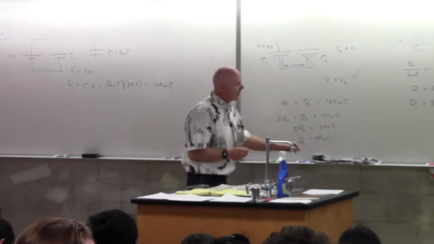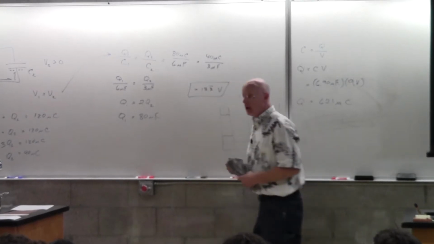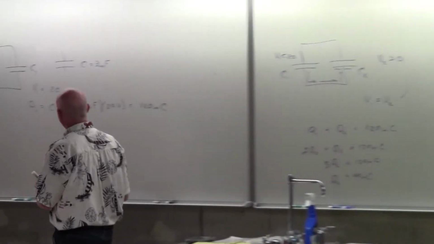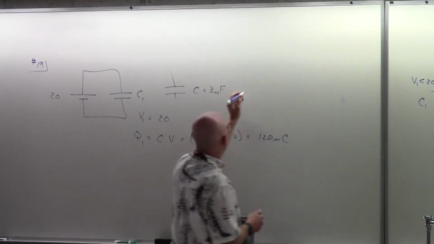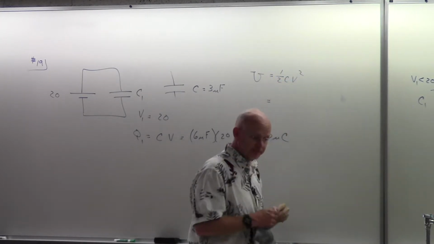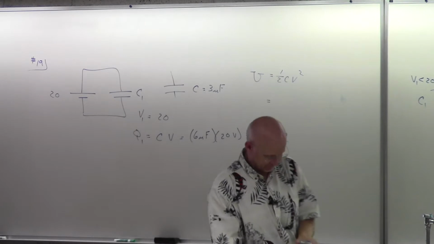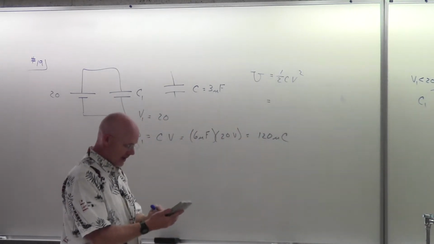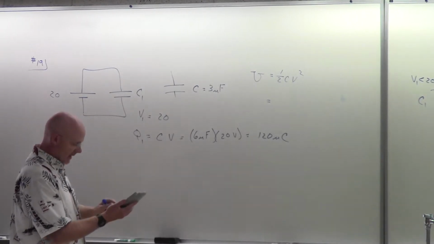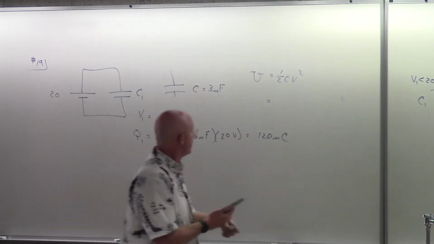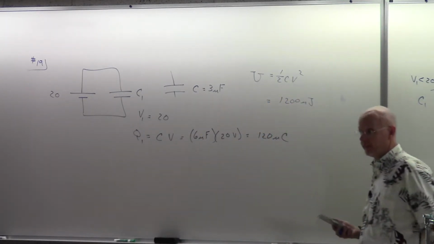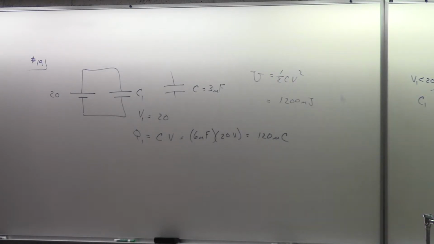Now, maybe by an extension of that, let's look at the energy here. You might be surprised at the energy too. Back here on this one, when I first charge this one up, 1/2 CV squared, how much energy is that? Well, 1/2 times the 6 times the 20 squared comes out to be 1,200 microjoules of energy. That's how much is on that first capacitor.